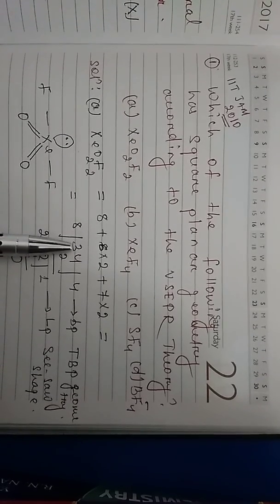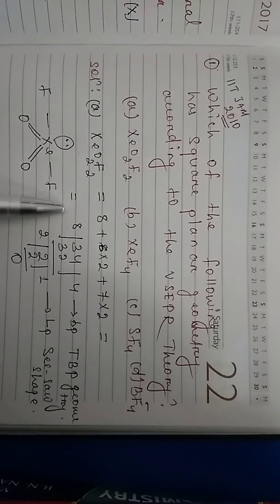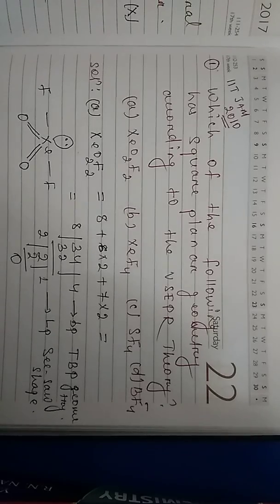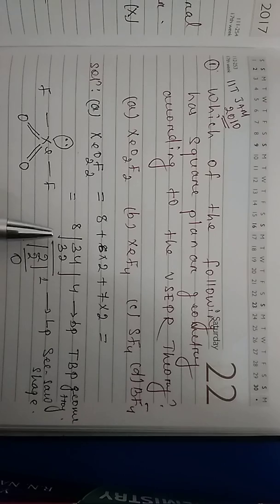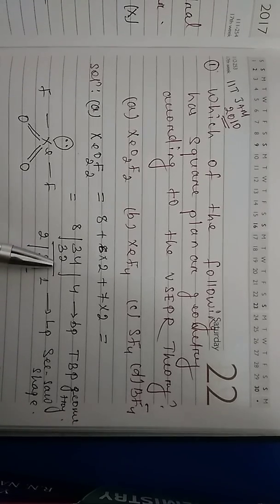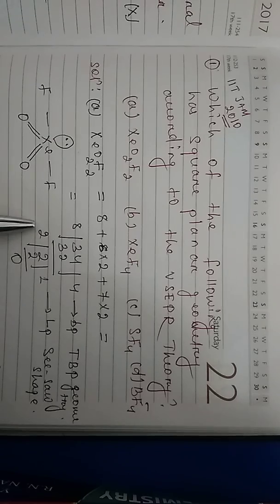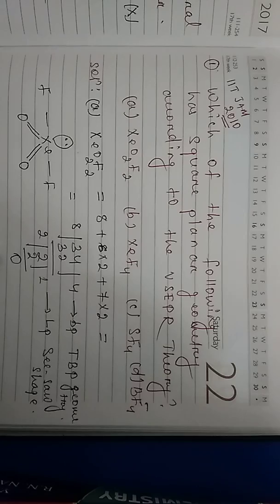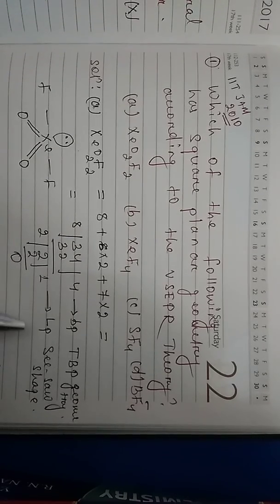Since 34 is greater than 8, I divide it by 8. 8 into 4 is equal to 32, so the remainder is 2. Again I divide 2 by 2, so the quotient is 1 and the remainder is 0. So there are 4 bond pair electrons and 1 lone pair electron.